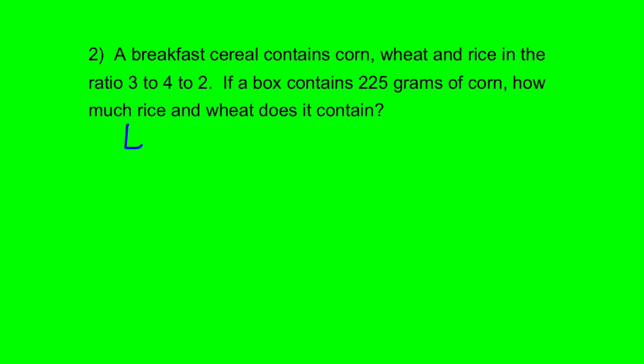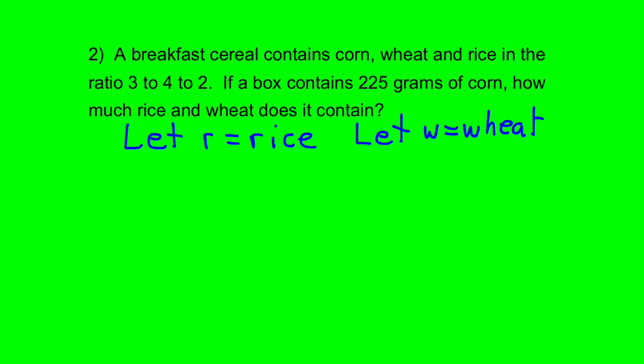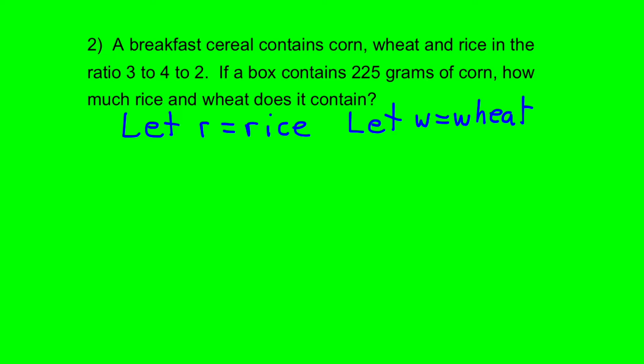So let's say let R equal rice and let W equal wheat. We have to give a different variable for each unknown. Now our comparison in this problem is pretty obvious. We're comparing corn to wheat to rice in that order. So the cereal has 3 parts corn, 4 parts wheat, 2 parts rice. Let's write that comparison down, but we'll shorten it up. We'll call it C for corn, to W for wheat, to R for rice.